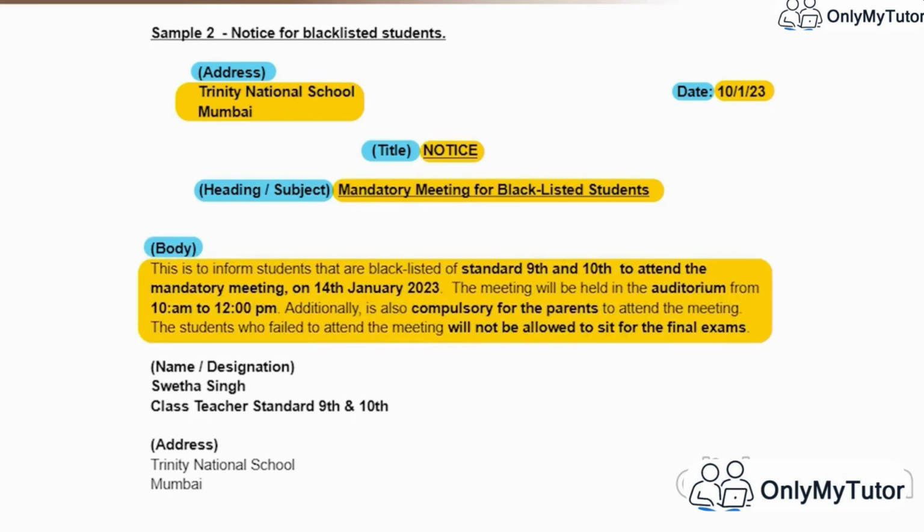Body. This is to inform students that are blacklisted for standard 9th and 10th to attend the mandatory meeting on 14 January 2023. This meeting will be held in the auditorium from 10 a.m. to 12 p.m. Additionally, it is also compulsory for the parents to attend the meeting. The students who fail to attend the meeting will not be allowed to sit for the final exams. Name designation: Sweta Singh, class teacher, 9th and 10th. Address: Trinity National School, Mumbai.